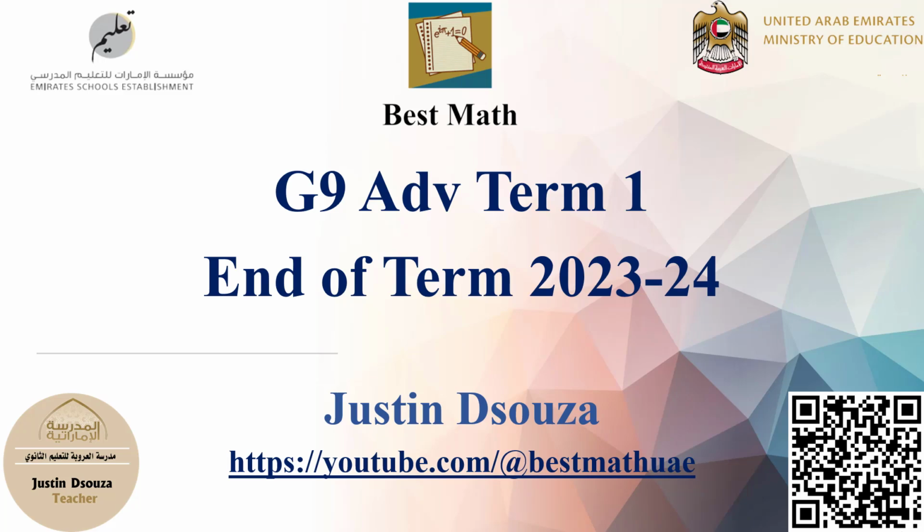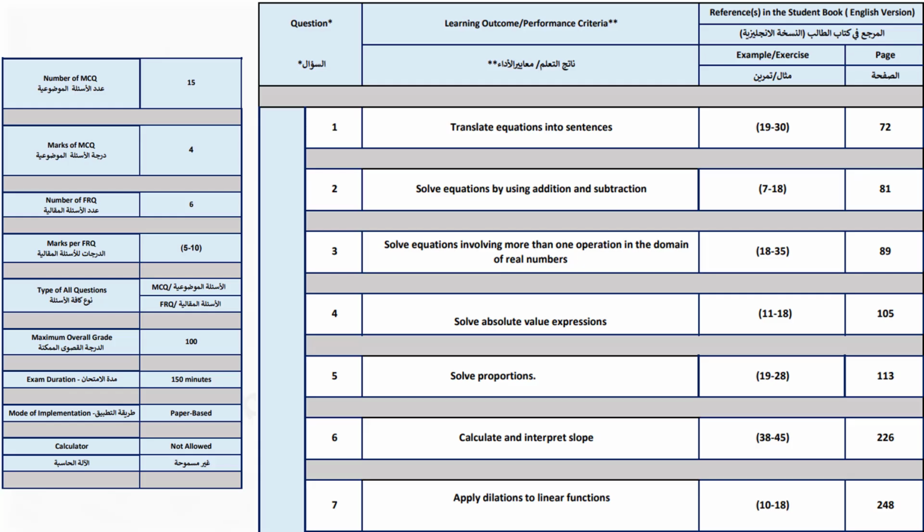We will go through the exam scheme, and you can see there are 15 MCQ questions and there will be 6 free response questions. So total 21 questions in this exam, and the total overall grade will be 100 marks. Each of these MCQs will be 4 marks each. So that means 60 marks is in MCQs and 40 marks will be writing. The exam is 2.5 hours.